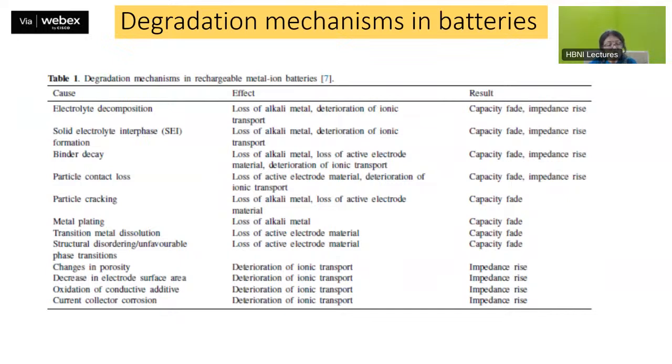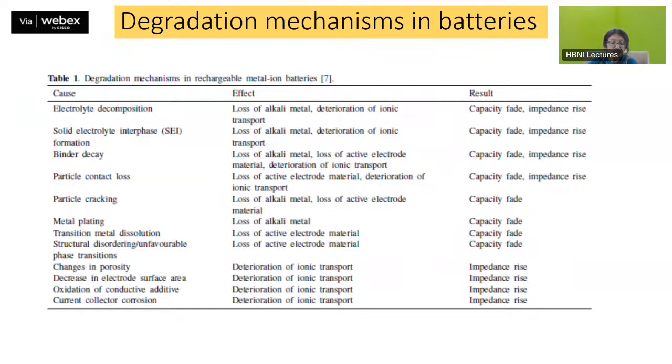You can have structural disordering or unfavorable phase transitions take place, like I said about the layered to spinel phase transitions. In that case, there is going to be loss of active electrode material. Again, you will find a capacity fade. If you change the porosity, then there is going to be deterioration in ionic transport. Suppose the porosity decreases, then the ionic transport is hindered, so there is going to be an increase in the impedance. You decrease the electrode surface area, again, there is going to be an increase in impedance.